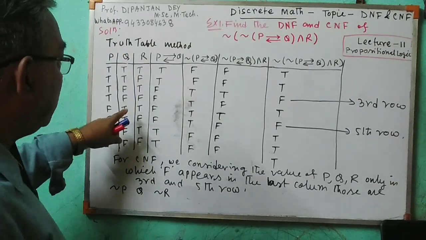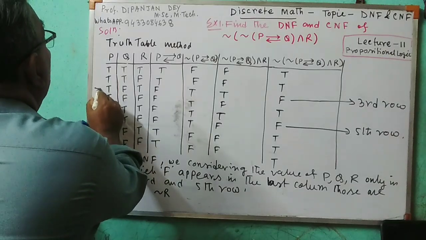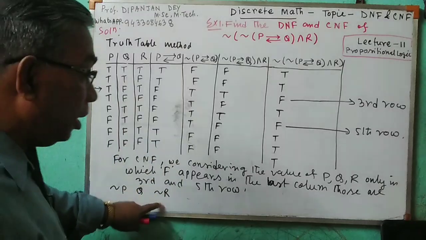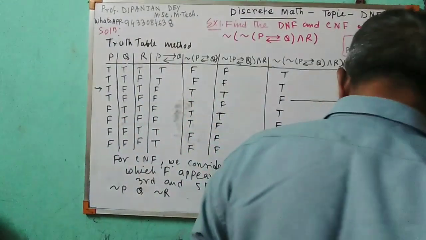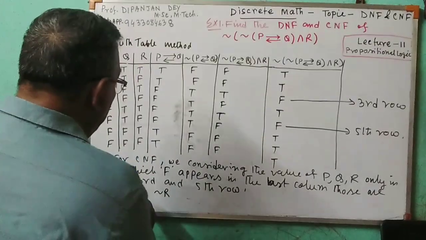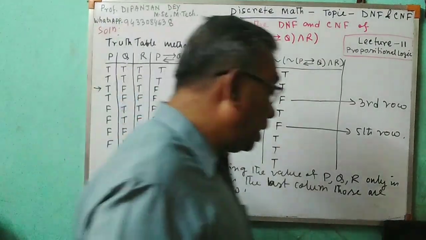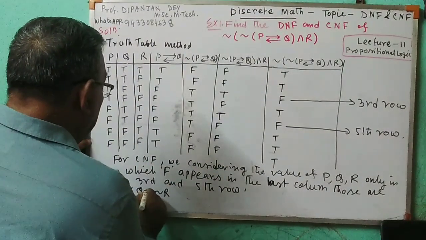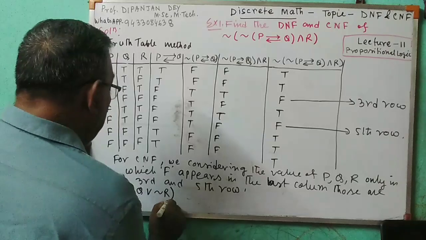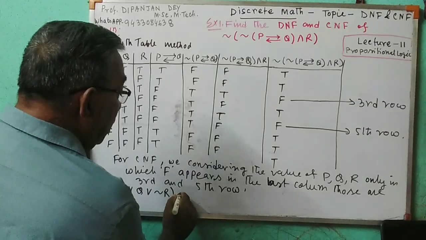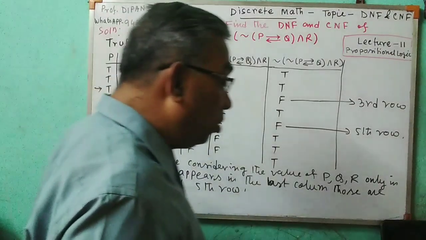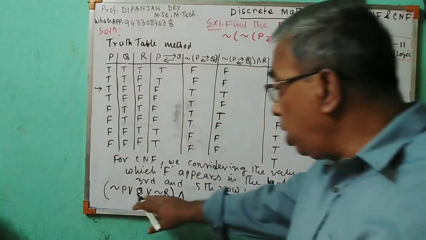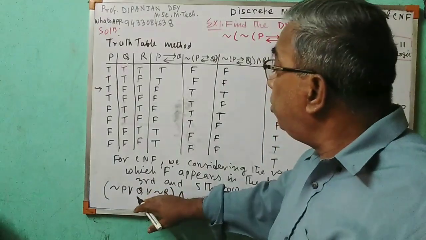And again, this is the third row. When it is true, again it is negation R. In between these, we have to give the disjunction sign. This is the disjunction sign. Then outside, it will be conjunction. So this is for the third row. Be careful. Try to understand.